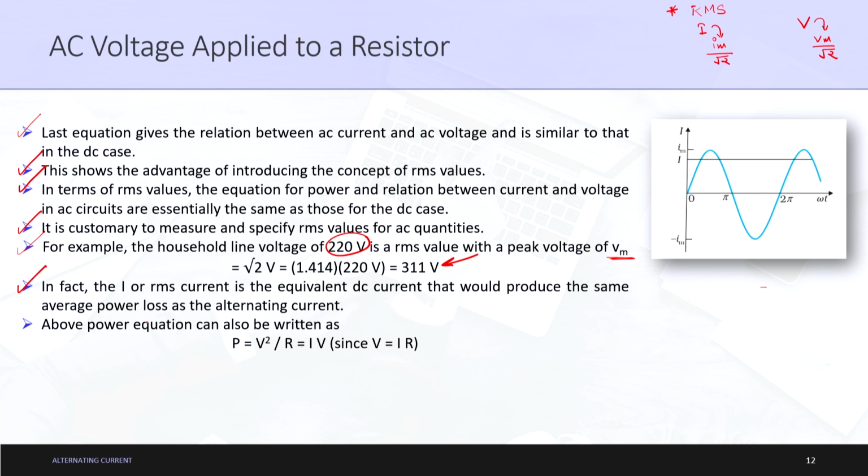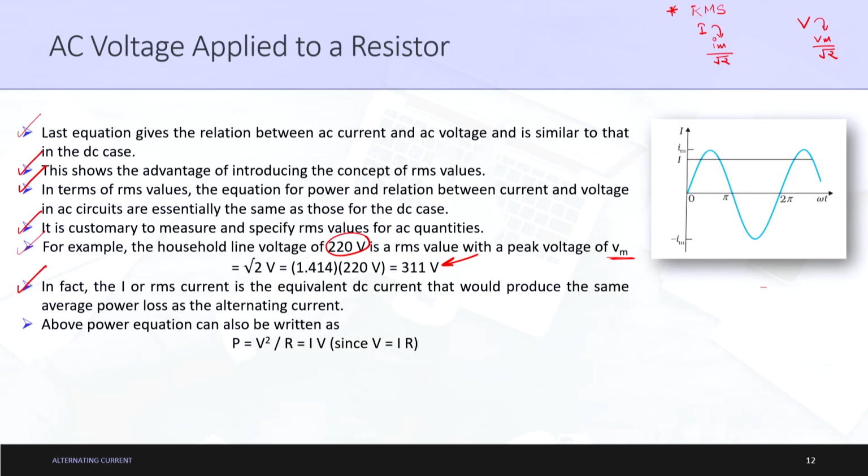In fact, the RMS current is the equivalent DC current that would produce the same average power loss as the alternating current. So, this is the main relation between how we can relate an AC voltage or AC type of source current and a DC type of source current. So, the average power loss.